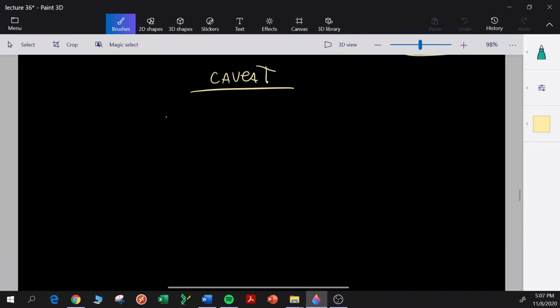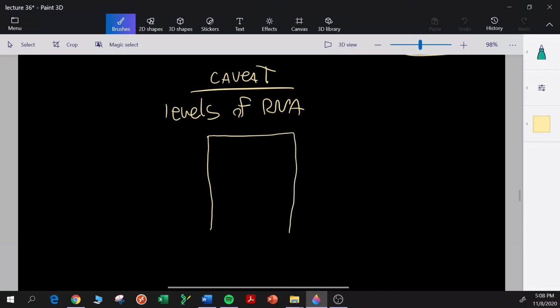So one caveat that we need to discuss is levels of RNA are important. And by levels of RNA, I don't really mean levels of the CSA messenger RNA that we just discussed. I mean the amount of RNA that's loaded onto a gel for gel electrophoresis to perform the northern blot.